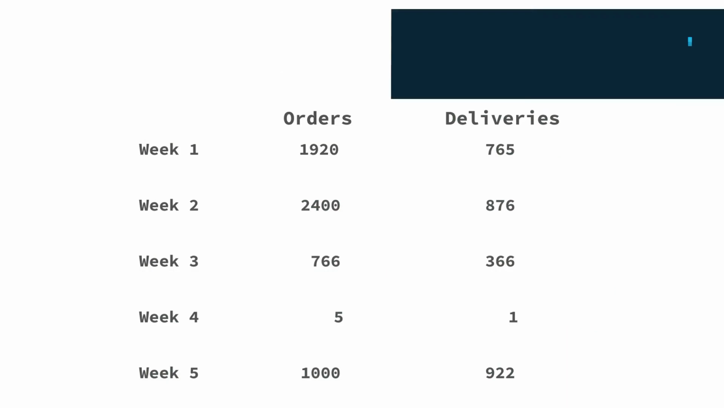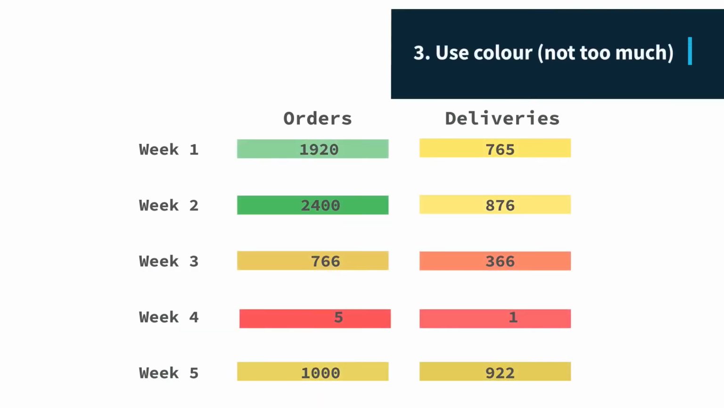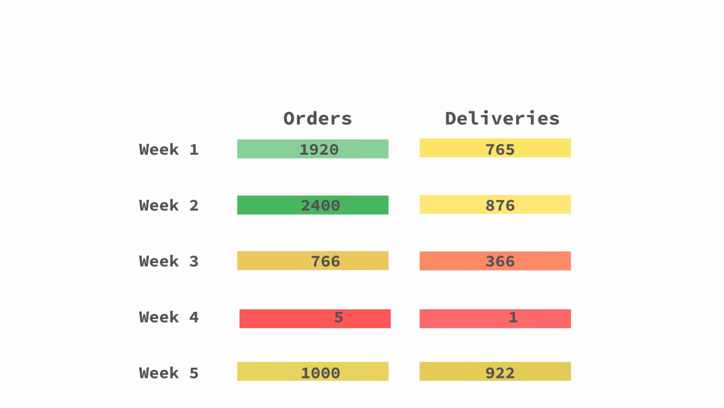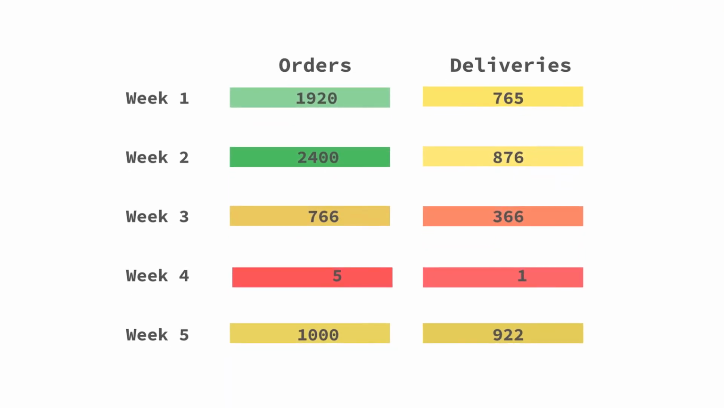3. Use colour, but not too much. An easy technique is to use a colour scale to highlight values. At its simplest, colour might be an indicator that a number is less or more than a certain value. Red is bad, green is good, but remember you might be excluding people with colour blindness.